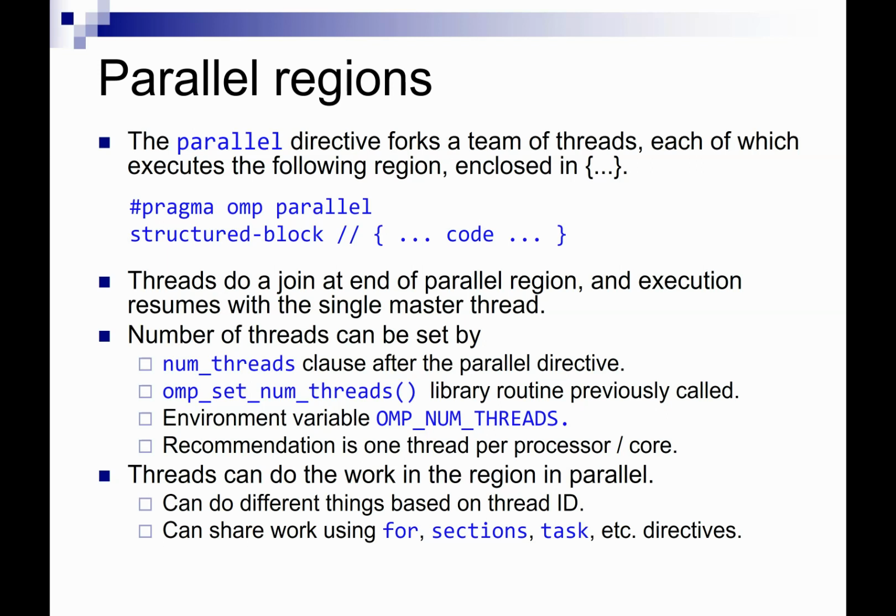Another way that you can get threads to do different things in this parallel region is to use work sharing constructs. There are a few of these, and I'll go through them in more detail later. These parallel regions can also be nested. We looked at how slave threads can fork off more slave threads. That's an example of nested parallelism.